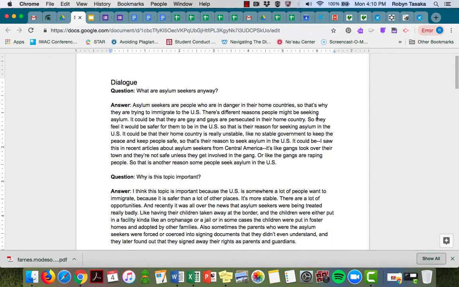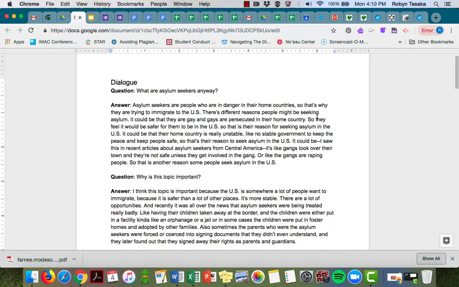As for why this topic is important, I might answer, I think this topic is important because the US is somewhere a lot of people want to immigrate, because it is safer than a lot of other places. It's more stable. There are a lot of opportunities. And recently, it was all over the news that asylum seekers were being treated really badly, like having their children taken away at the border, and the children were either put in a facility, kind of like an orphanage or a jail, or in some cases, the children were put in foster homes and adopted by other families.